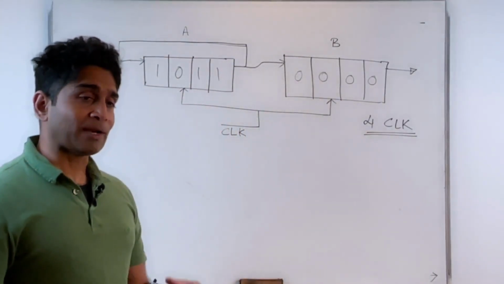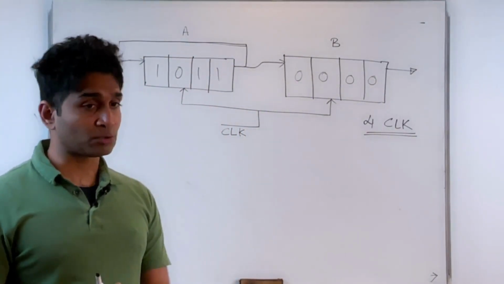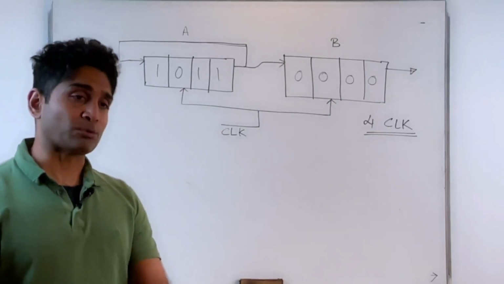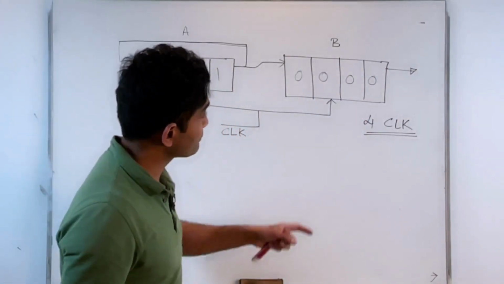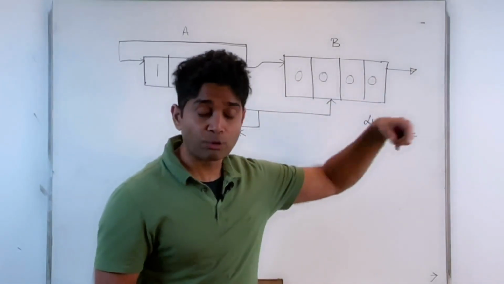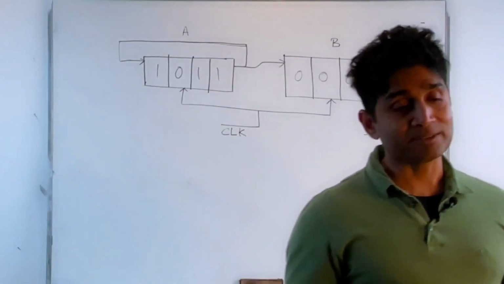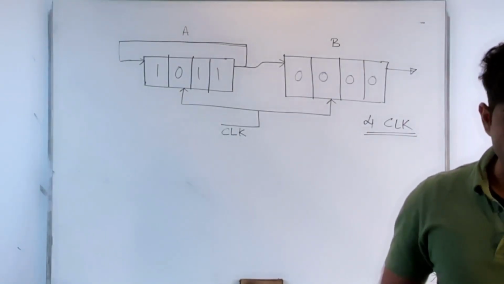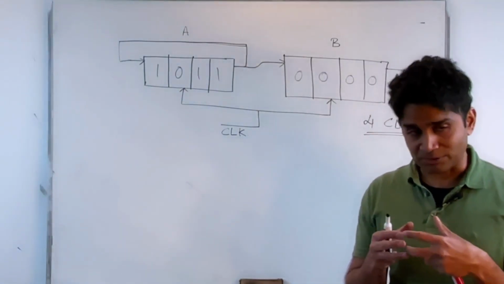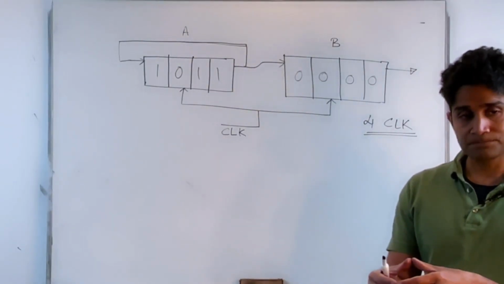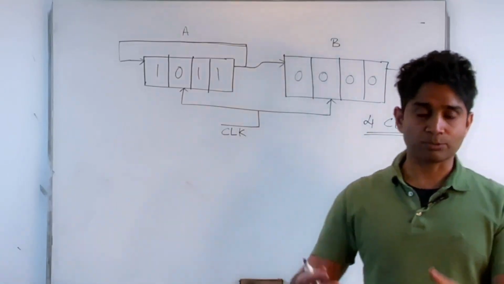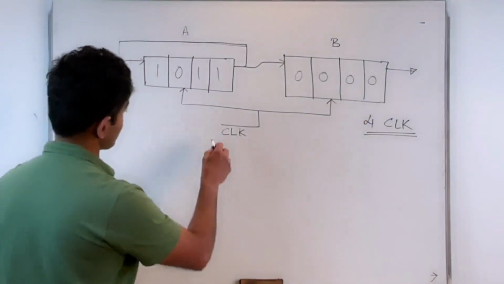Now, after applying 4 clock pulses, I need to make sure that I'm no longer shifting it anymore, because if I do, then my data is being shifted out of this register. I'll be losing the data. That means I need to stop shifting after 4 clock cycles. So I need to design a timing signal that would be on for 4 clock pulses and off subsequently. So examine this circuit.